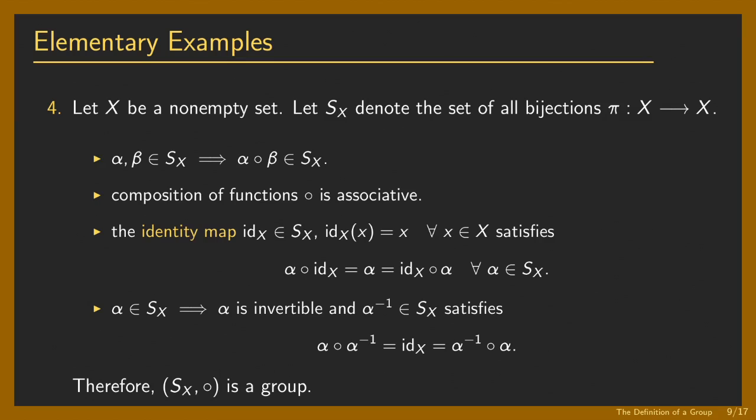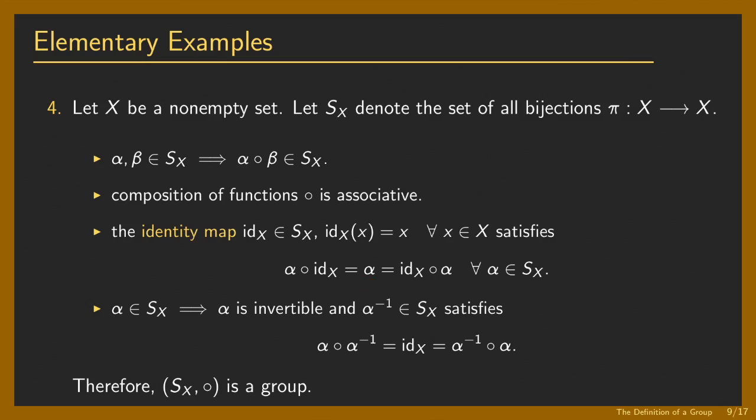It's simply every x in the set simply stays where it is. We know that the identity map satisfies this property that if you try to compose it with any other bijections, then the result is the other bijection, which is alpha in this case.